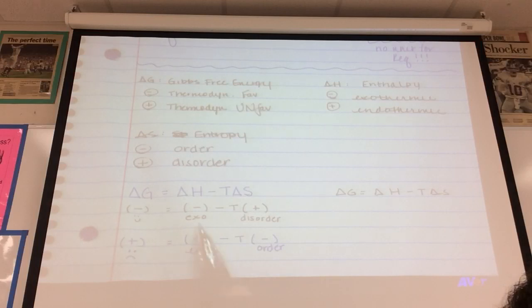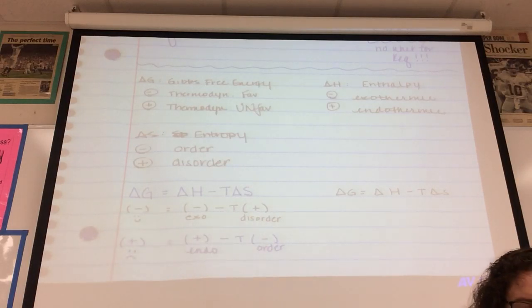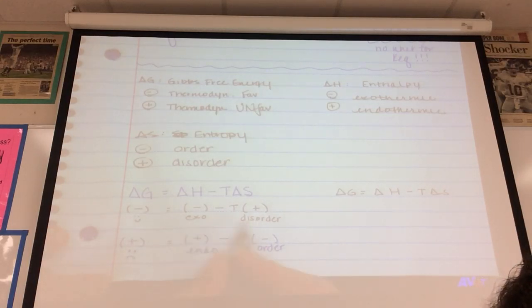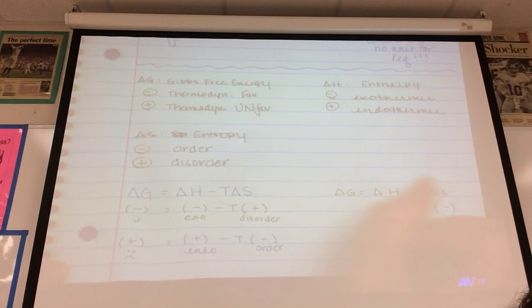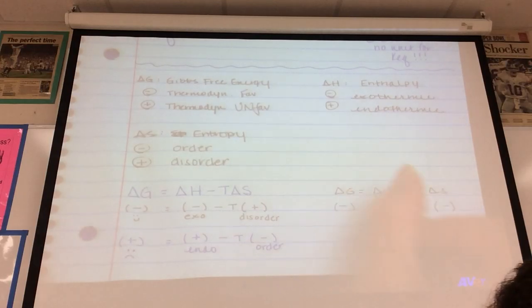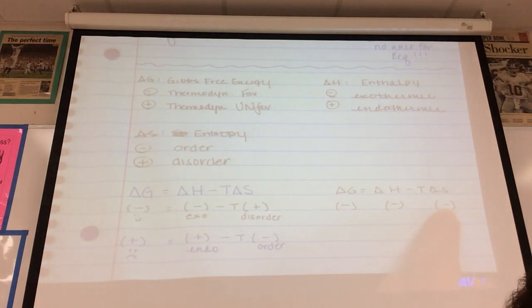And this is why exothermic reactions tend to be thermodynamically favorable. Disordered reactions tend to be thermodynamically favorable, but you have to consider the combination. You could have an exothermic reaction favoring order. When will that type of exothermic reaction favoring order be thermodynamically favorable?